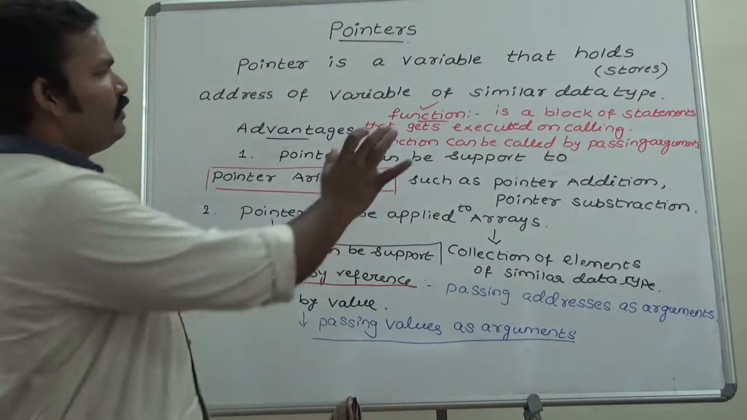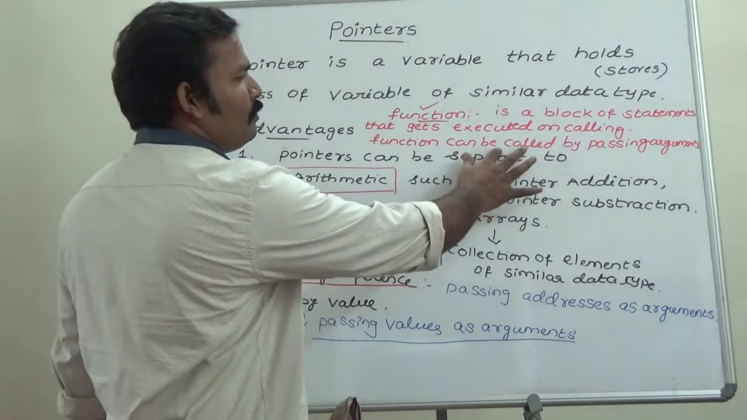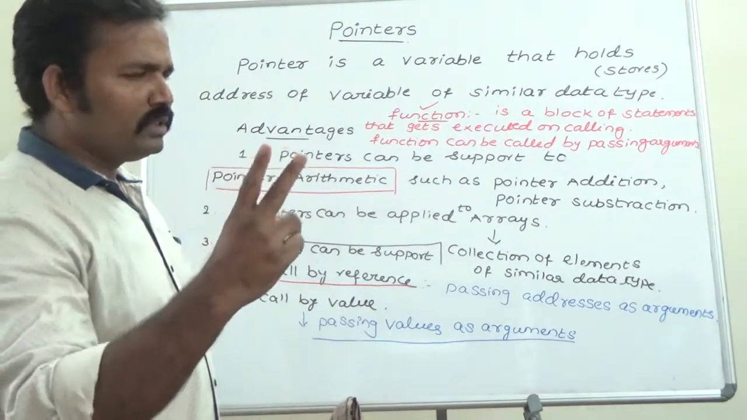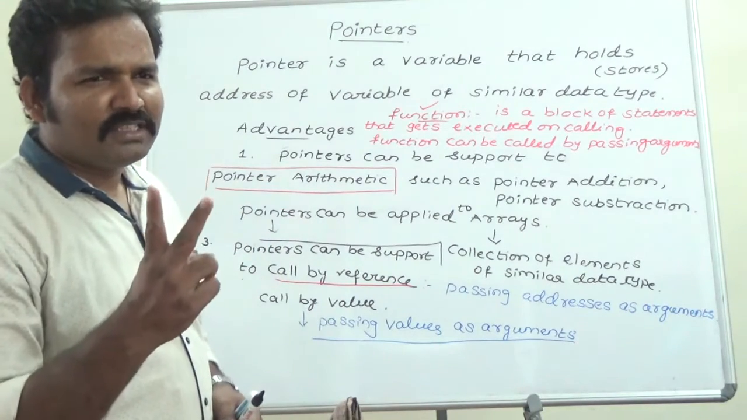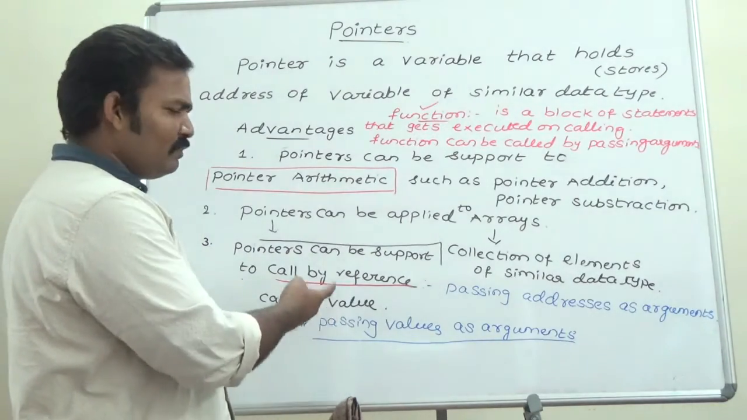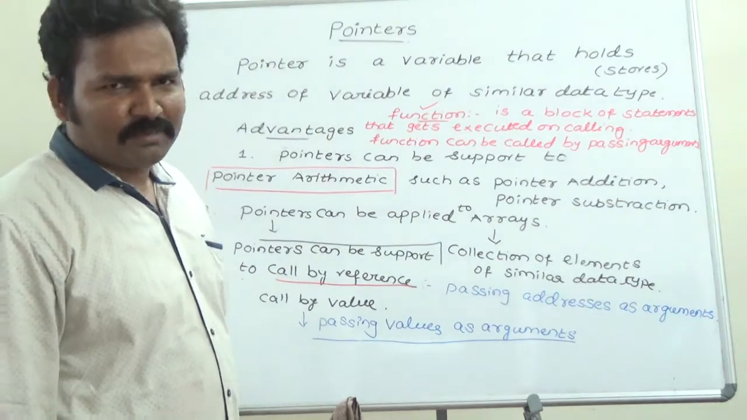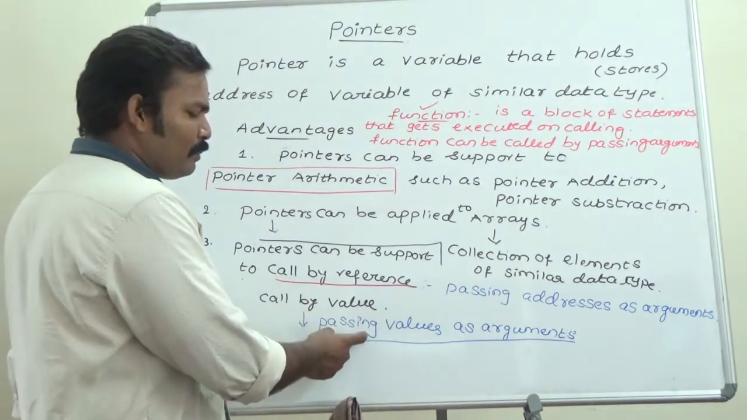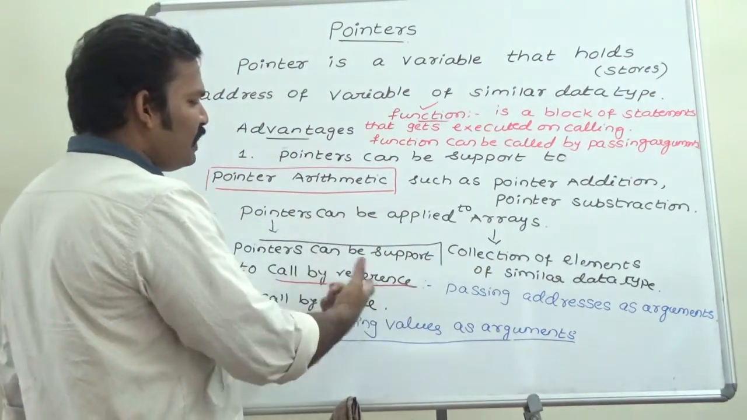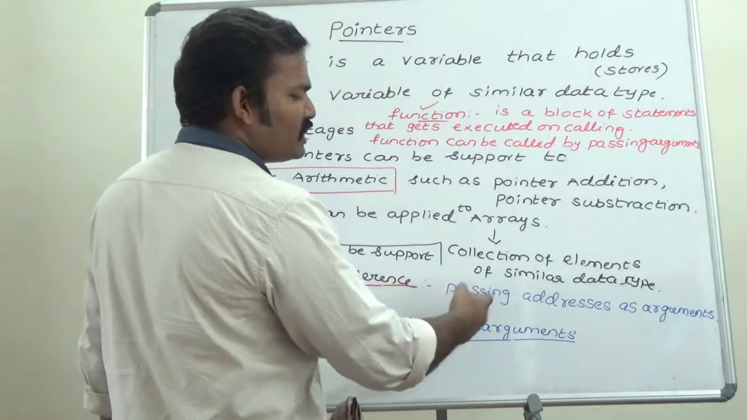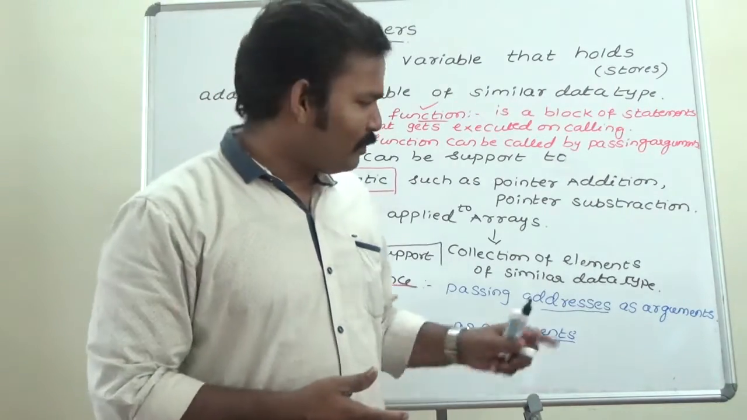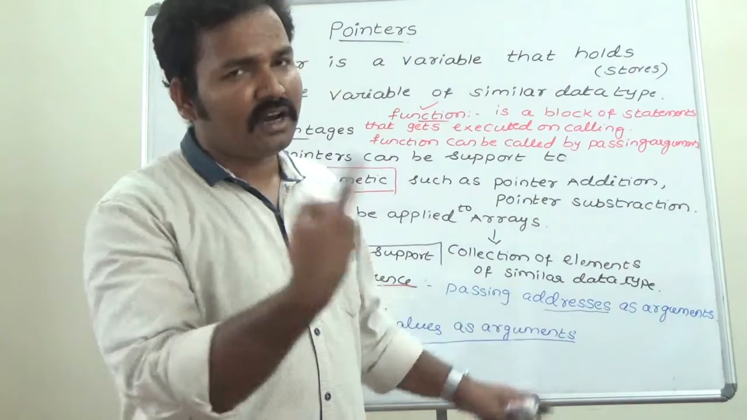Listen, a function can be called by passing arguments. There are two mechanisms we can use to pass the arguments. What are the two mechanisms? One is the call by value mechanism and the other one is the call by reference mechanism. Call by value means we are passing values as arguments from the calling function to the called function. Call by reference means we are passing addresses as arguments, the address of variables.